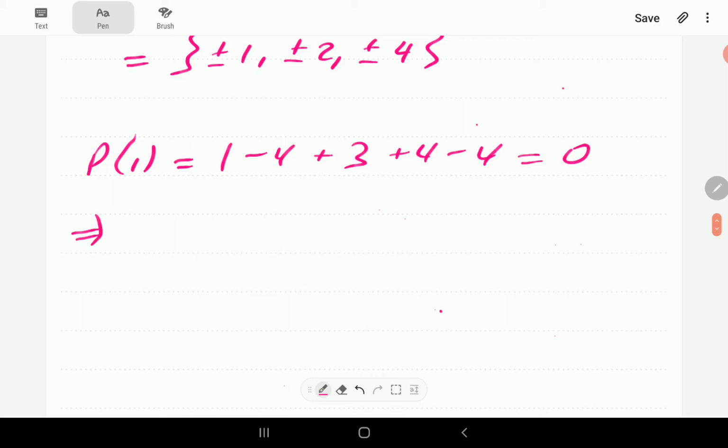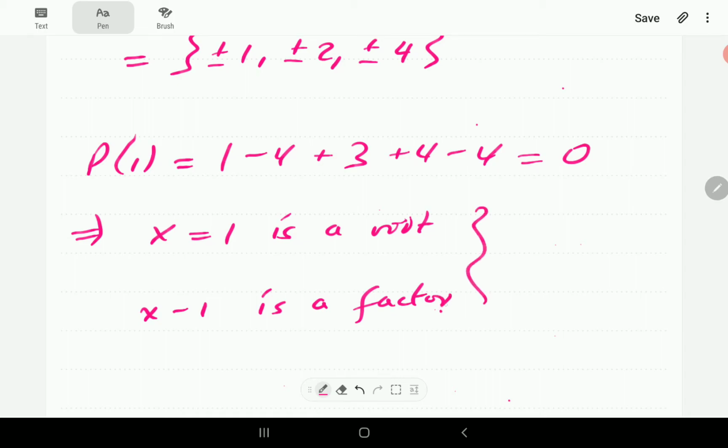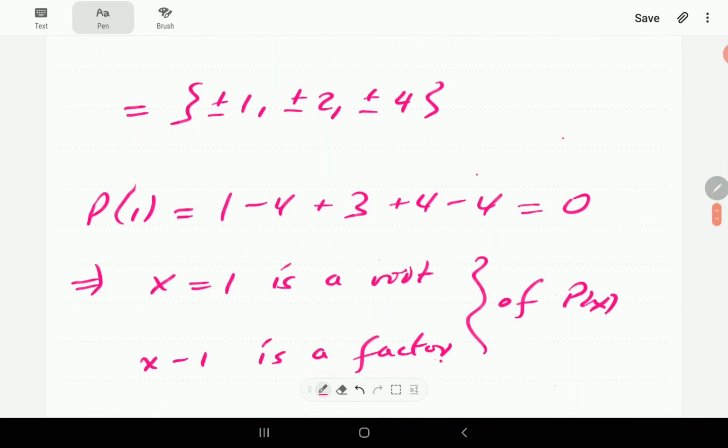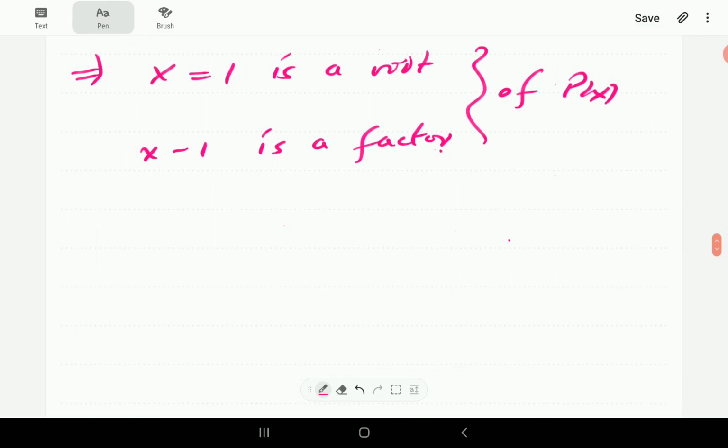Then from this, the remainder theorem tells us, it's actually the factor theorem, that x equal to 1 is going to be a root of the polynomial. If we take this one to the other side, we get x minus 1, so x minus 1 is going to be a factor of p of x. If that is the case, it means we can divide this polynomial by x minus 1, and we expect that the remainder should be 0. So we do that using synthetic division.